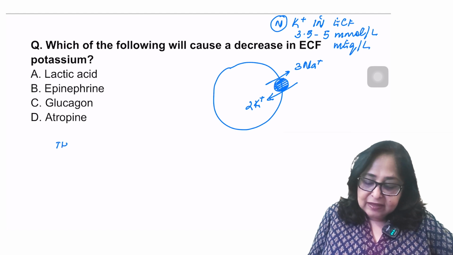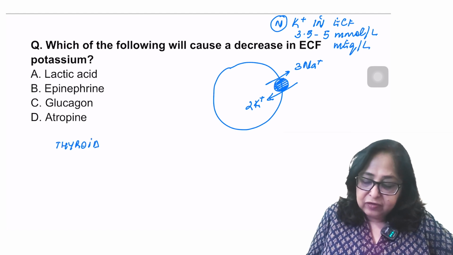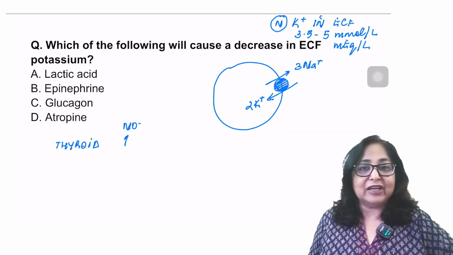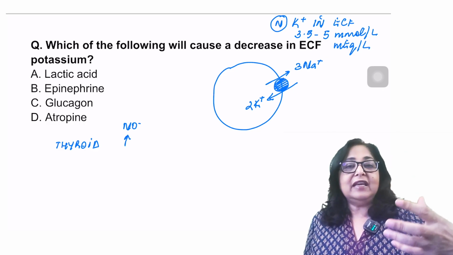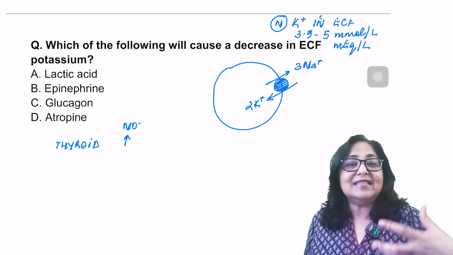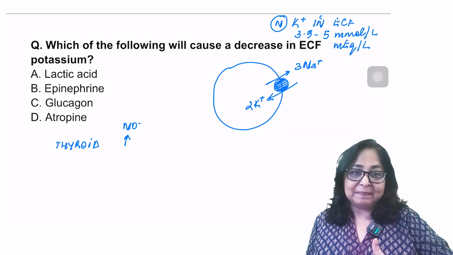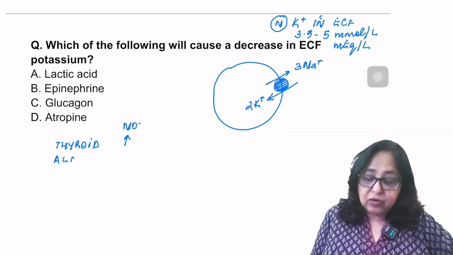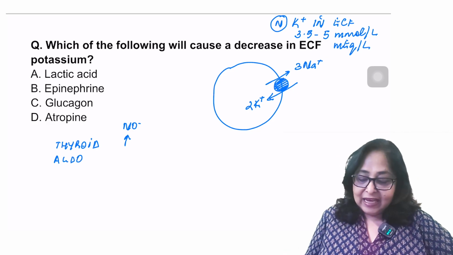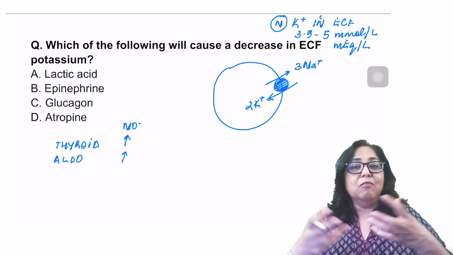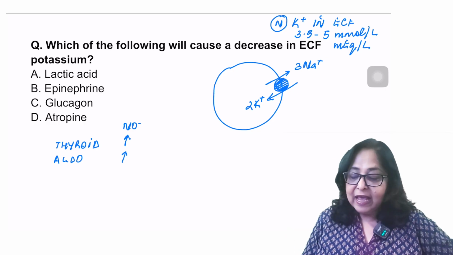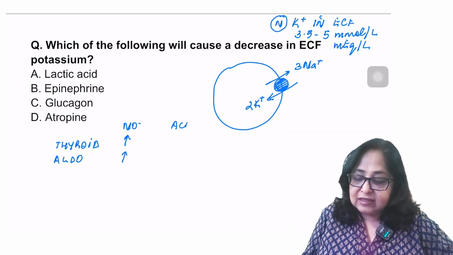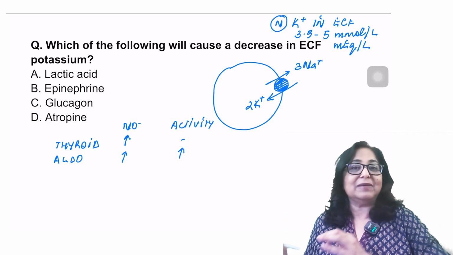The first one is thyroid. Thyroid will increase the number of the sodium-potassium ATPase pumps. The thyroid hormones will increase the synthesis of these pumps. They increase the number. Aldosterone has a dual action. It not only causes synthesis of more sodium-potassium ATPase pumps, but it also increases the activity of the individual sodium-potassium ATPase pumps.